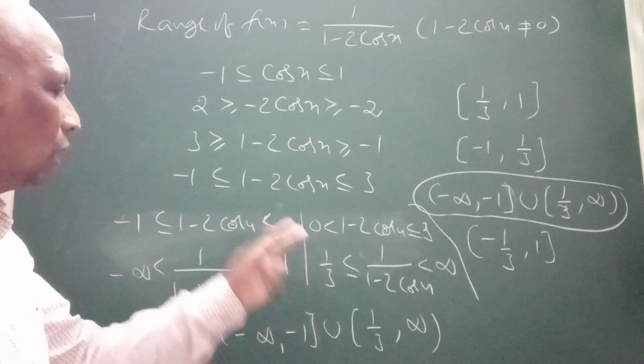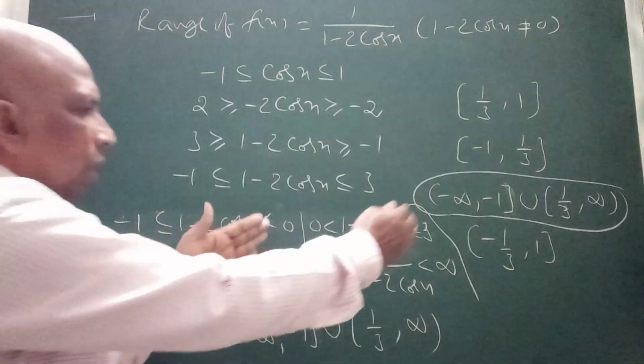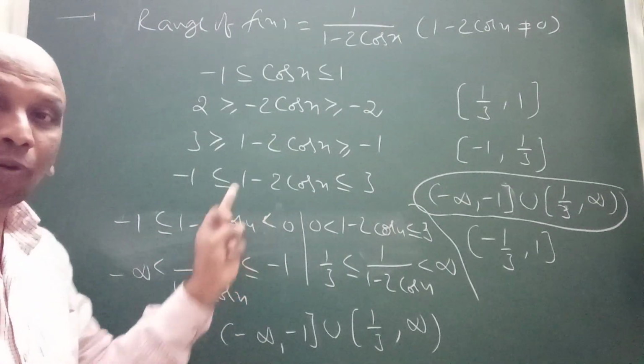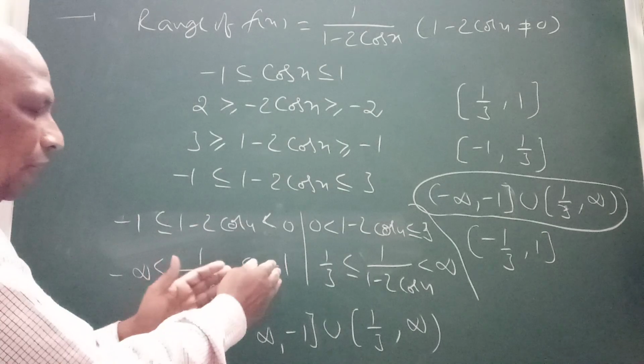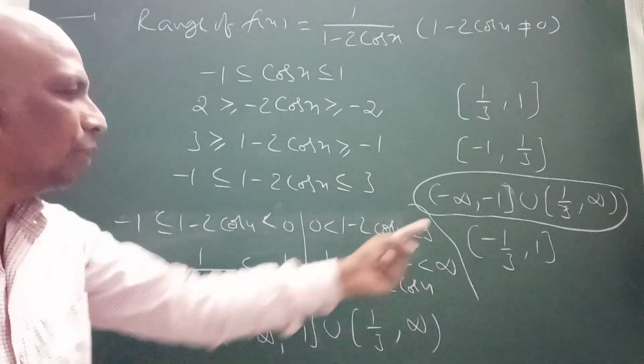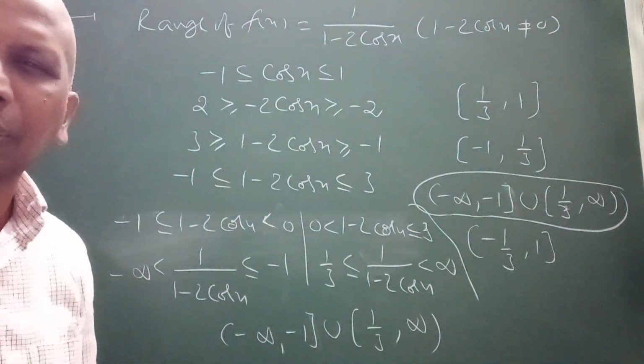So you should be very careful when you are doing this problem. This is an important one. Here it is not equal to 0, so split between minus 1 and 0, and 0 to 3. Take the reciprocal. You are approaching 0 from the left, minus infinity, minus 1. You are approaching 0 from the right, plus infinity. So the answer will be minus infinity to minus 1 union 1 by 3 comma infinity.